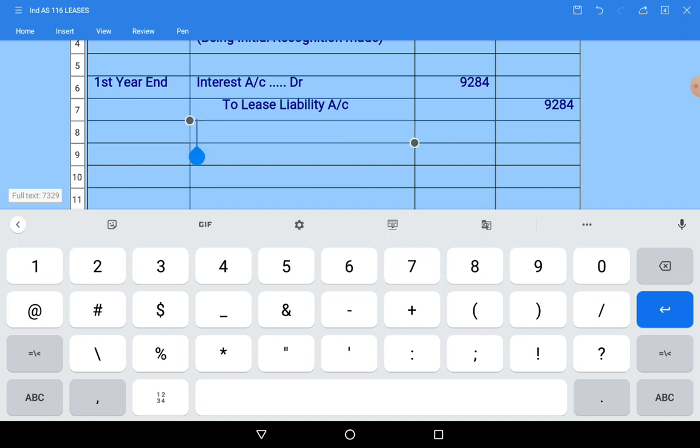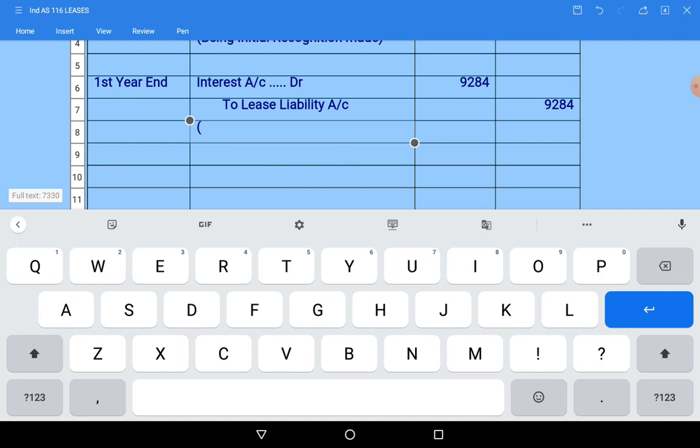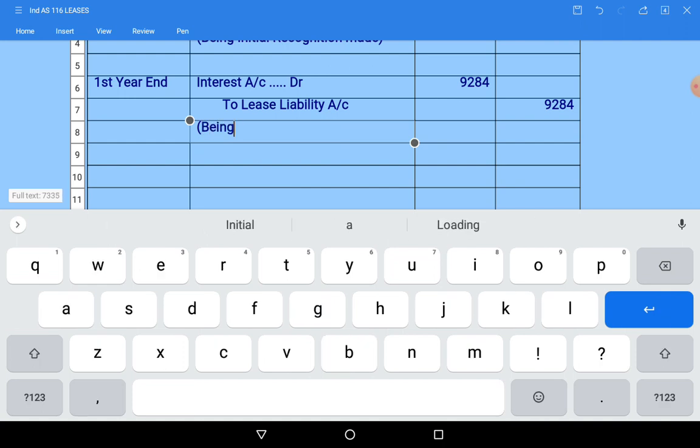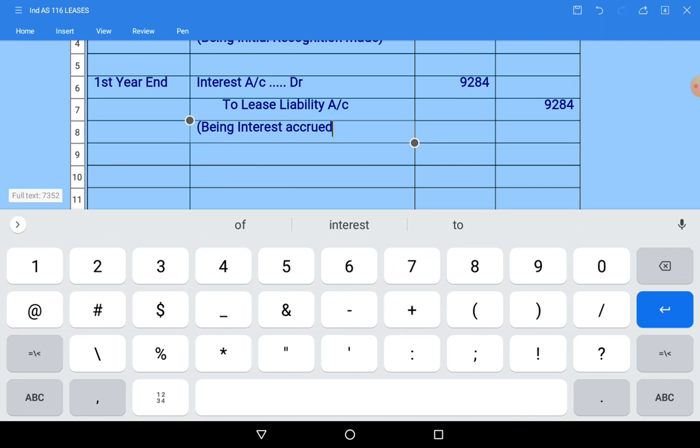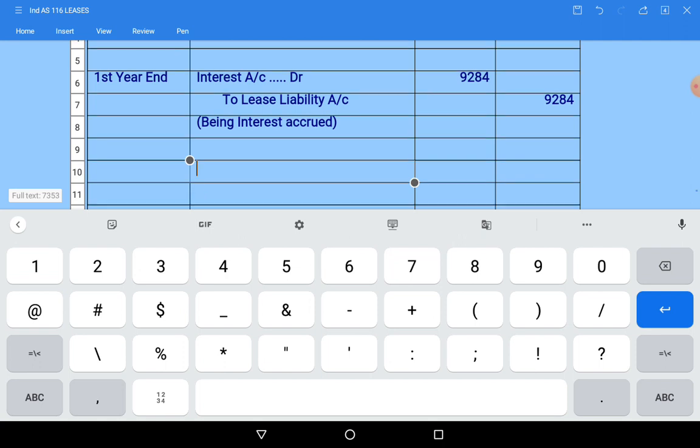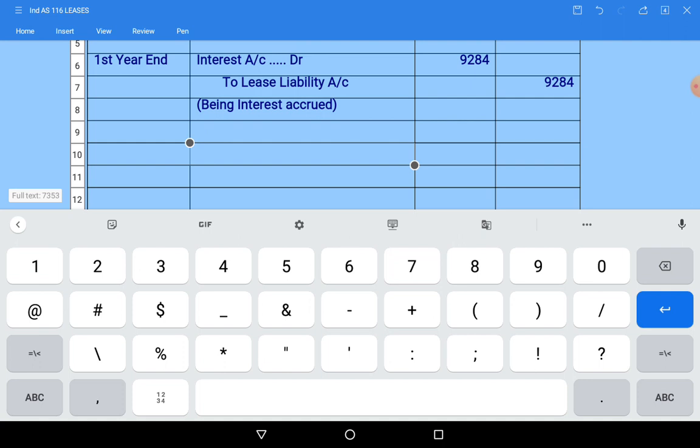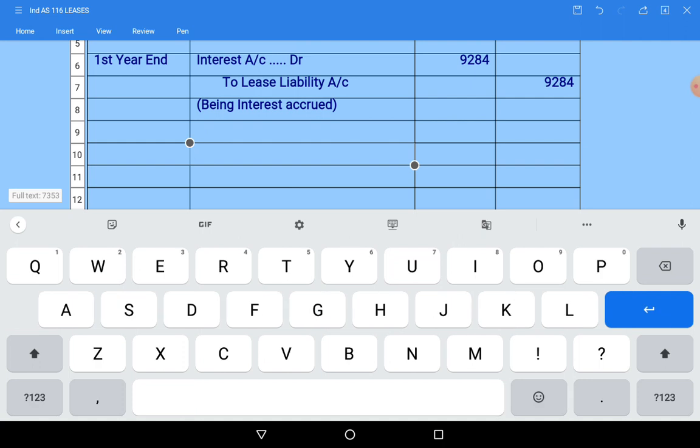Next, being interest accrued. Next, at first year end itself, we are paying some amount. For what? For using the asset we are paying the amount, so how much we are paying, that will be deducted.